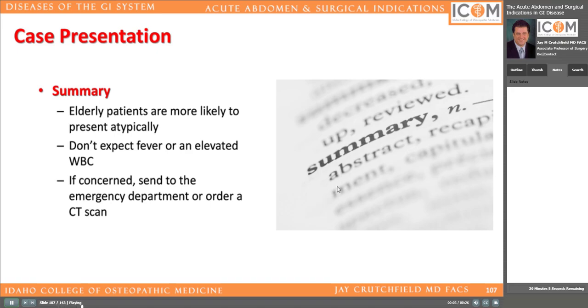So in summary, elderly patients are much more likely to present with atypical findings, often no fever, no white count, back pain instead of right lower quadrant abdominal pain, vomiting, diarrhea, and a benign abdomen. Don't expect fever or an elevated white count. But if you're concerned, send the patient to the emergency department and order a CAT scan.